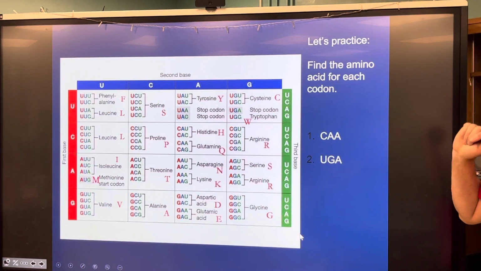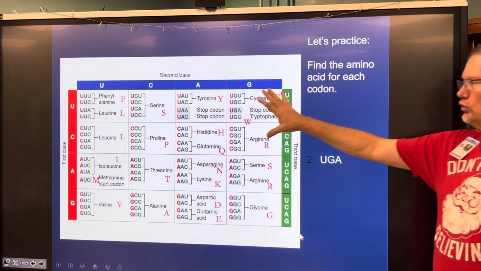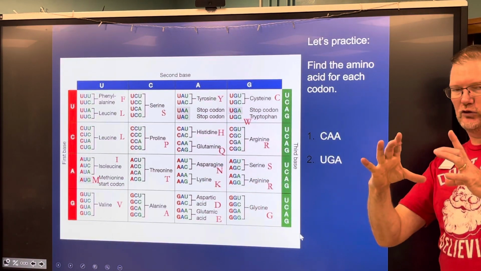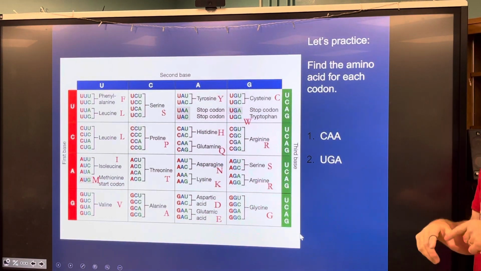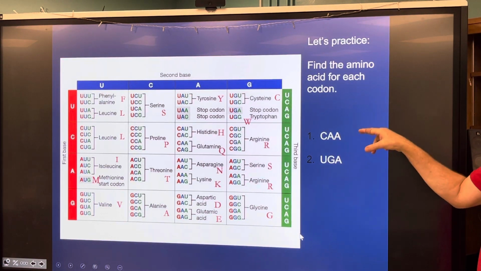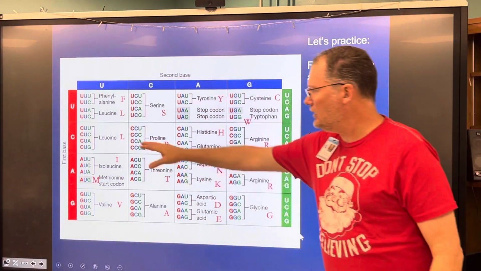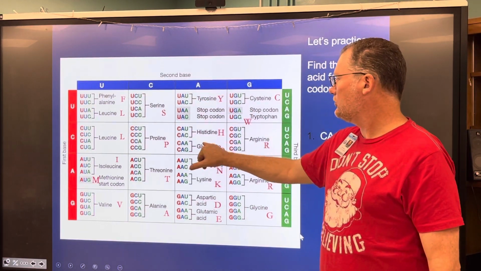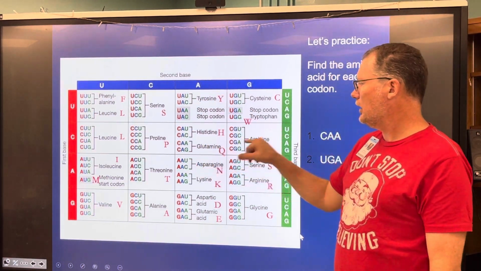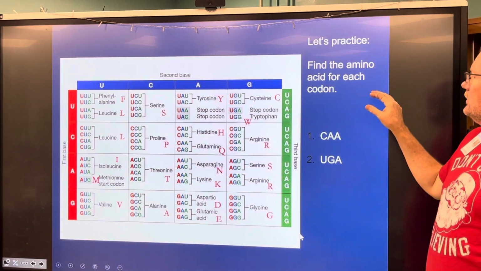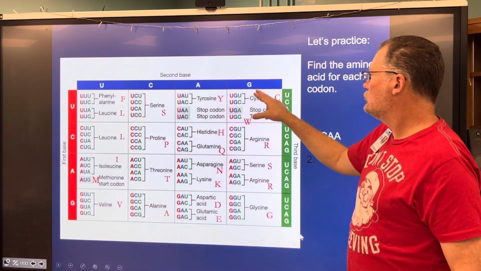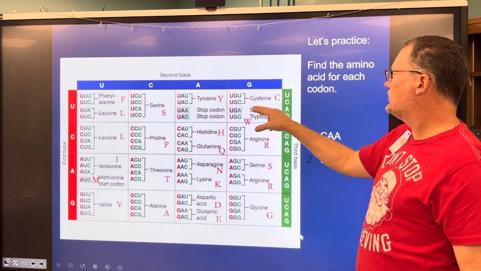So let's practice some more. We're going to use the same tool, and we'll use that next tool that you see in your notes, that circular one, for the next couple of practices. So CAA, C, A, and then A is here. So that's going to be glutamine, okay? And then UGA, UGA, that's a stop codon.